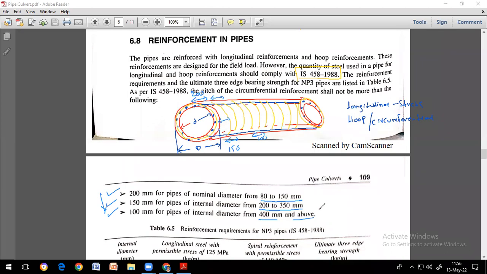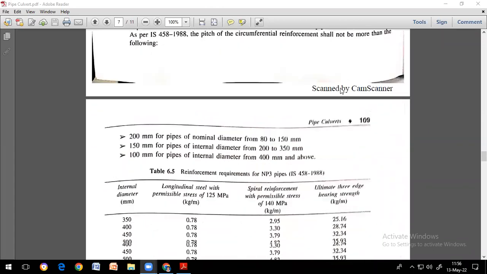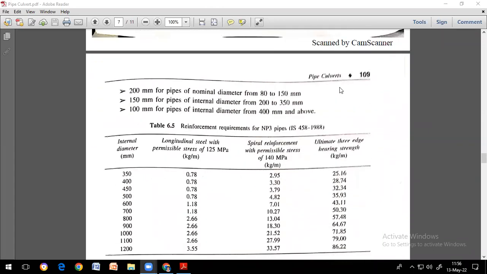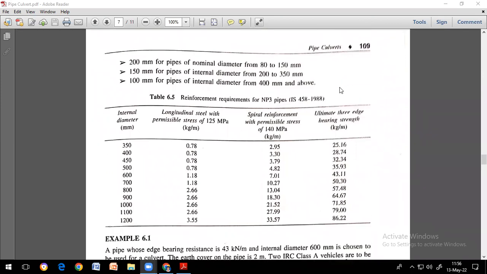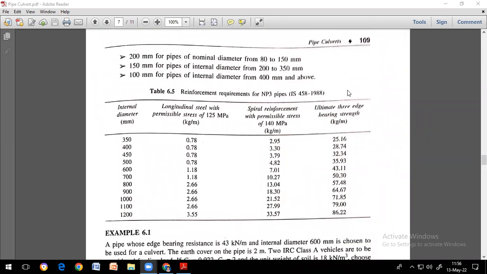Okay, please try to remember these three important statements. Right, so now let me show you the standards for reinforcement for NP3 pipes, and what stresses are going to be considered.